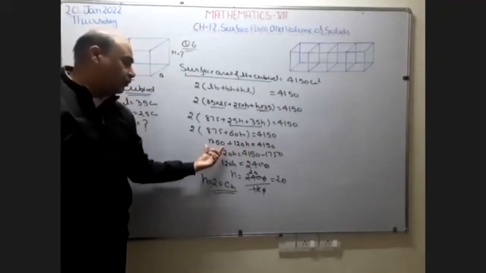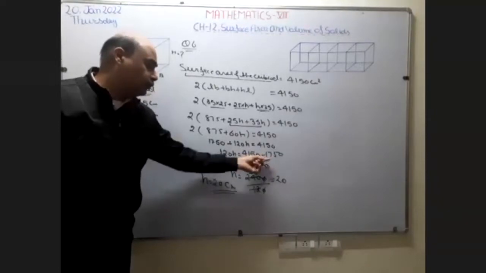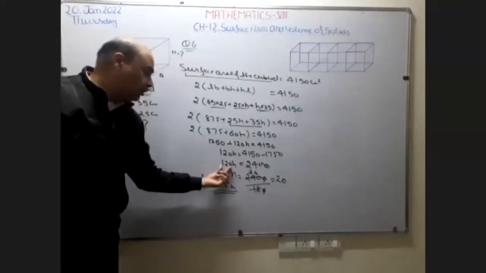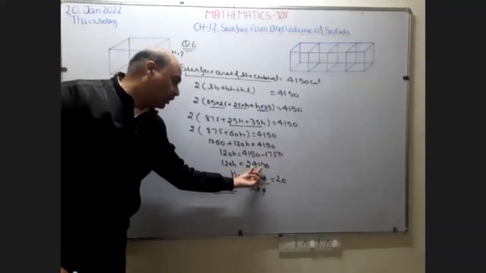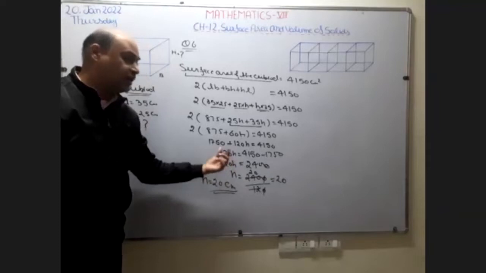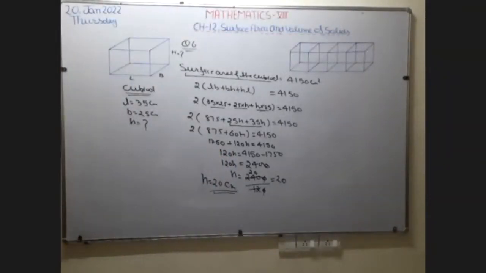Now take this term from right to left. This becomes positive to negative. When you subtract this value from this value, the answer becomes 2400. Now divide 2400 by 120. Answer is 20. So this height becomes 20 centimeter. I hope it is clear to everyone. If still doubt is there, then send a message to me.